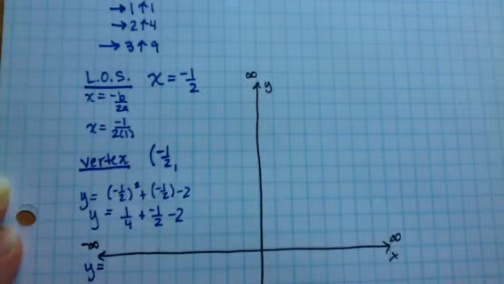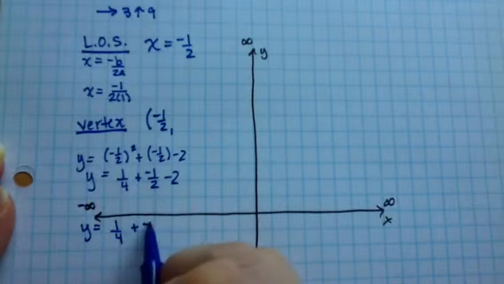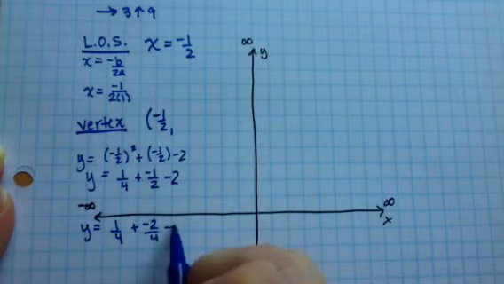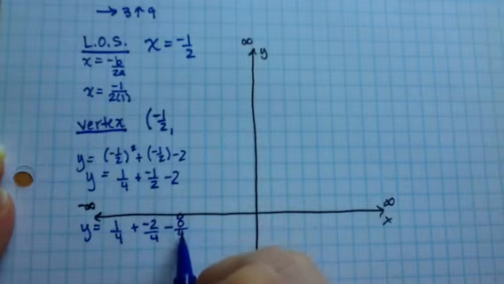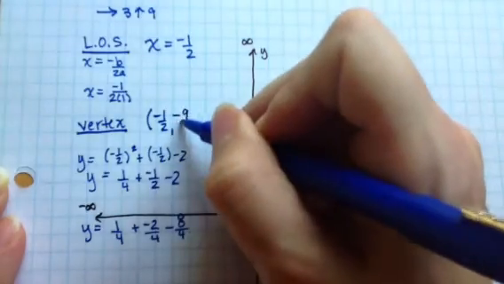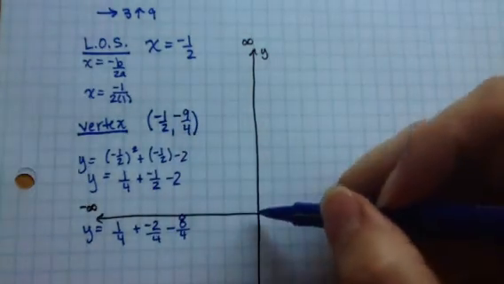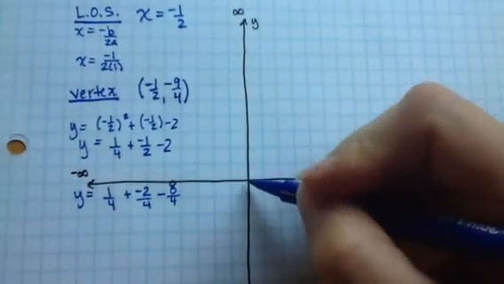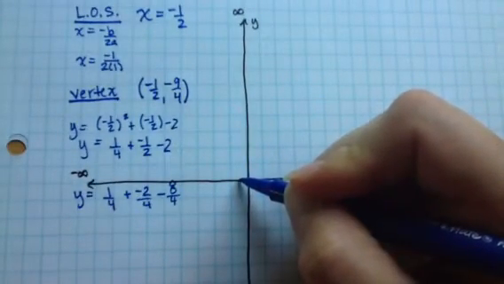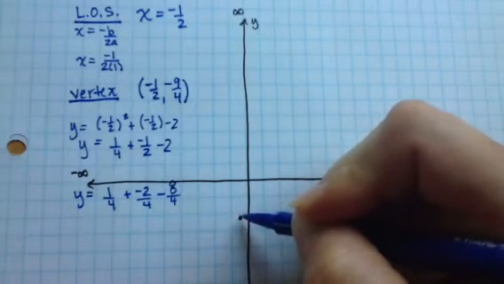And since we're dealing with fractions, we need a common denominator. So we have 1/4 plus negative 2/4, and then minus 8/4. 1 plus negative 2 is negative 1/4, and then minus 8/4 will be negative 9/4. So we have negative 1/2, negative 9/4. Here we have 4/4, 8/4, 9/4. It's right there.